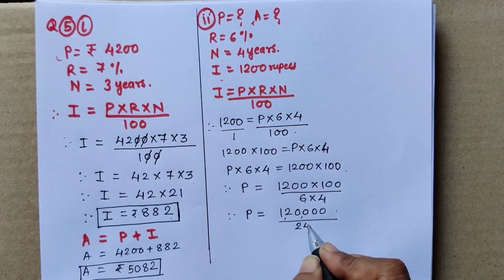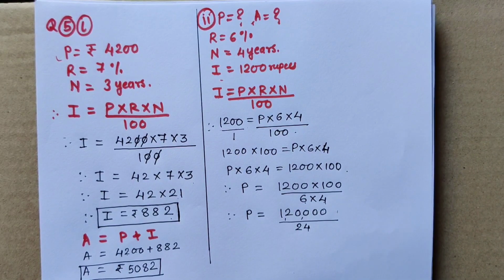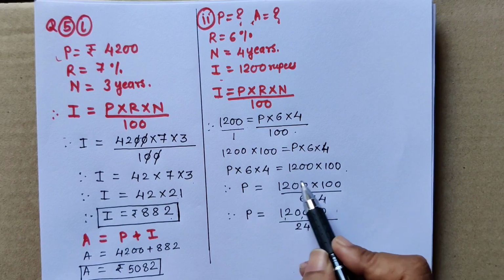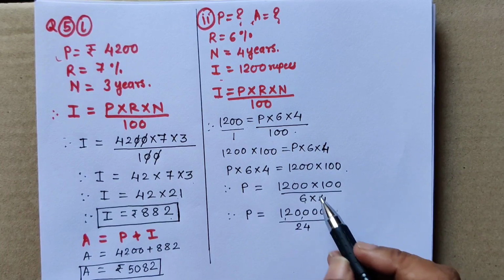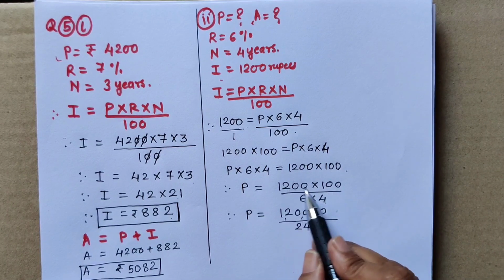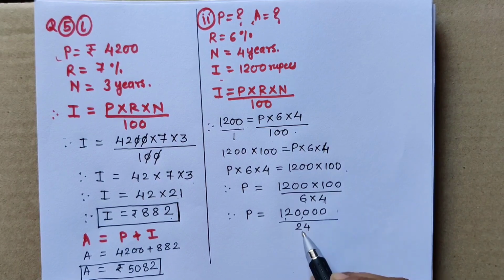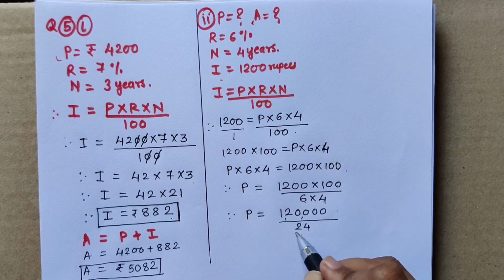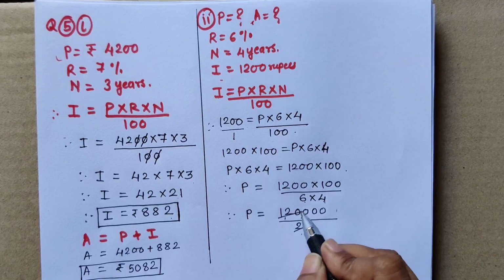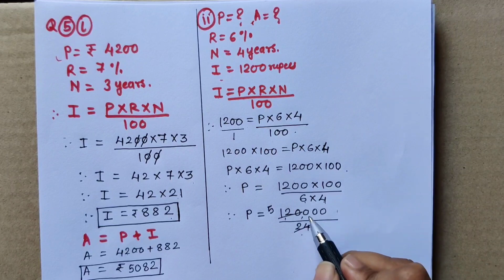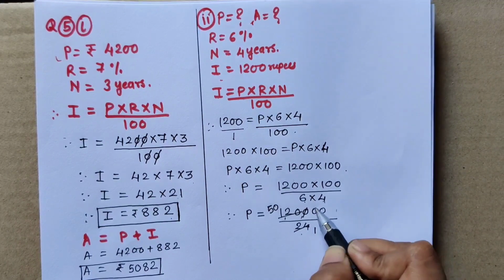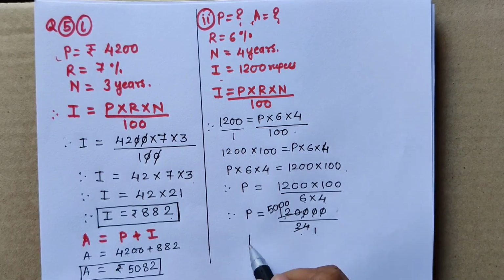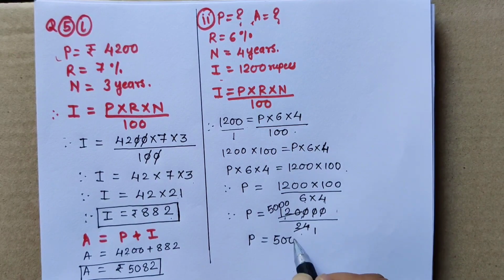6 4s are 24. Now you should know the table of 24, otherwise you can directly cancel by 6. 6 1s are 6, 6 2s are 12, then 200, then you can cancel by 4. But here I have multiplied this 1200 and into 100, and I have multiplied the denominator also 6 into 4. So we should know the table of 24. 24 1s are 24, 24 5s are 120. Okay, then 24 zeros are 0, 24 zeros are 0, and 24 zeros are 0. So in this way I have got 5,000. Answer of P is 5,000 rupees.